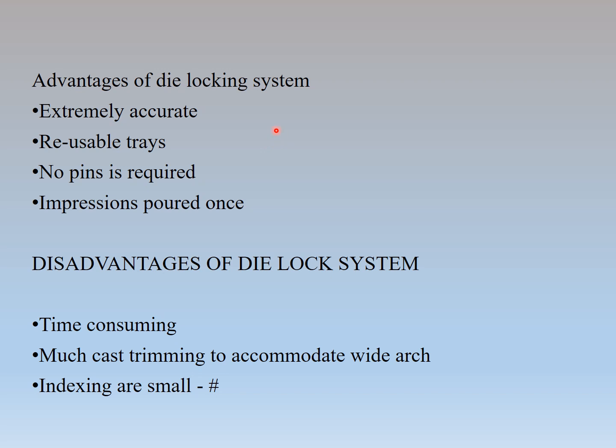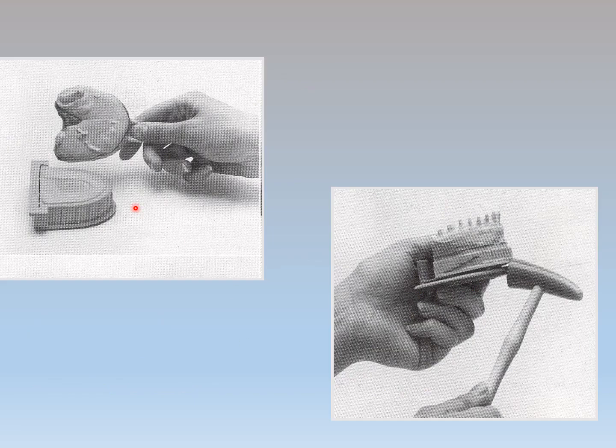The advantages of a die locking system: it is extremely accurate, it has reusable trays, no pins are required, and the impression is poured once. The disadvantages are that it is time consuming, and you must trim the cast to accommodate the tray, so yes, cast trimming is required. The indexes are small and can fracture, guys.